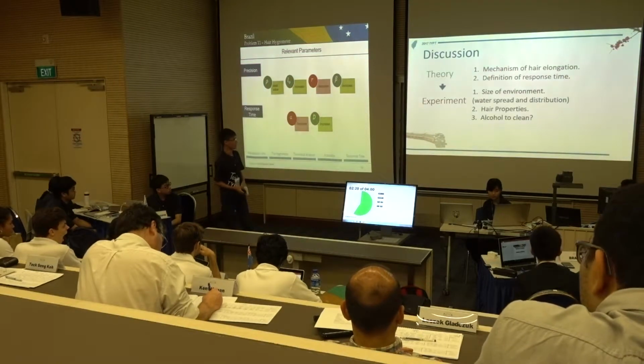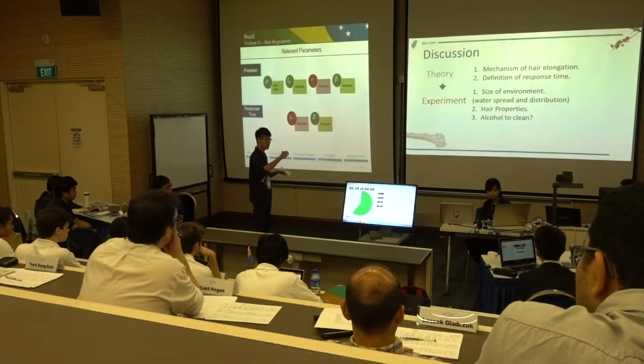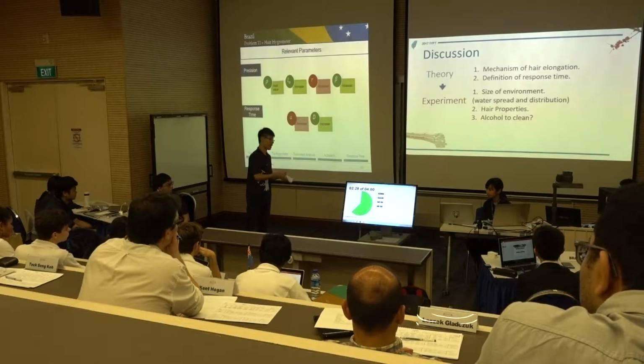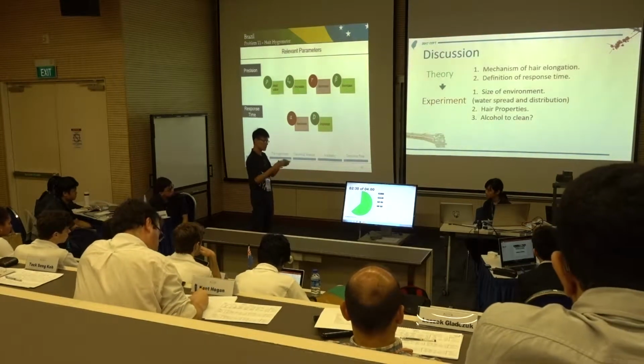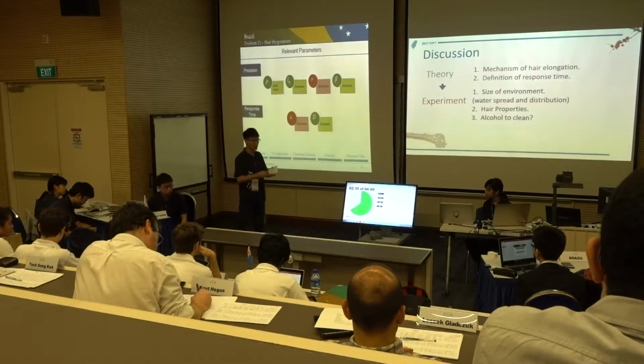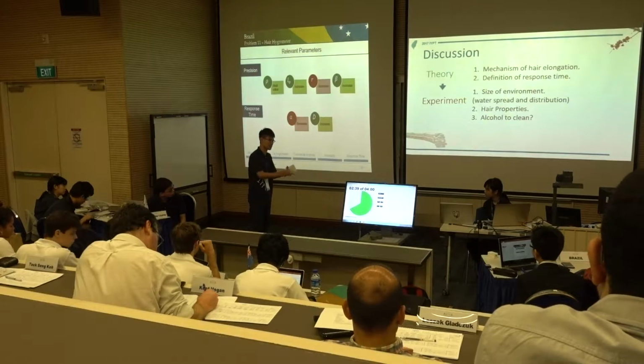About the experiments, the opponent wants to ask about the size of the environment, because we can see there is a box and the reporter put the hair hygrometer inside it. The environment will influence the water spray and distribution. So do you make sure that the distribution of water vapor is the same in your box?